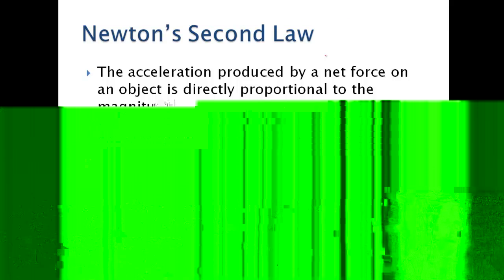This is Newton's second law of motion. The acceleration produced by a net force on an object is directly proportional to the magnitude of the net force, in the same direction as the net force, and it's inversely proportional to the mass of the object. That is an equation, F net equals ma. This is one of the most common equations in all of physics and a very important equation for us to use. That summarizes the first and second law.